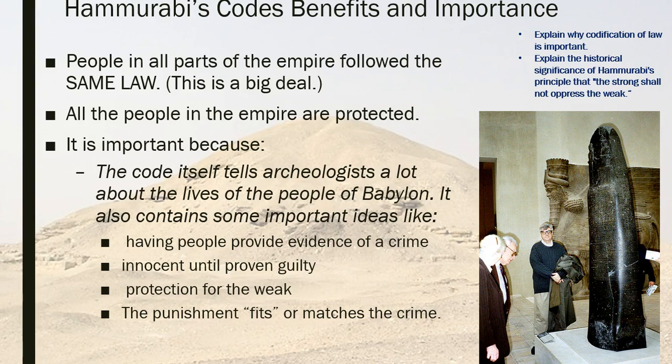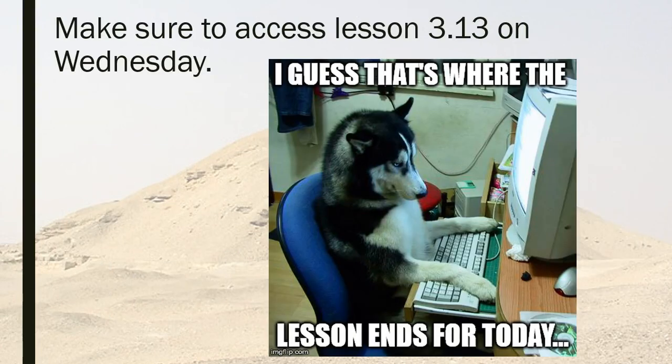You should protect the weak by having laws. And then the other principle is that the punishment fits or matches the crime. So for example, if I steal somebody's food, then my food will be stolen from me. Or if somebody kills my brother, then their brother will be killed in turn. It's kind of that idea. You may have heard the phrase before, an eye for an eye. This is where it comes from. That is a principle of Hammurabi's code: the punishment will match the crime.